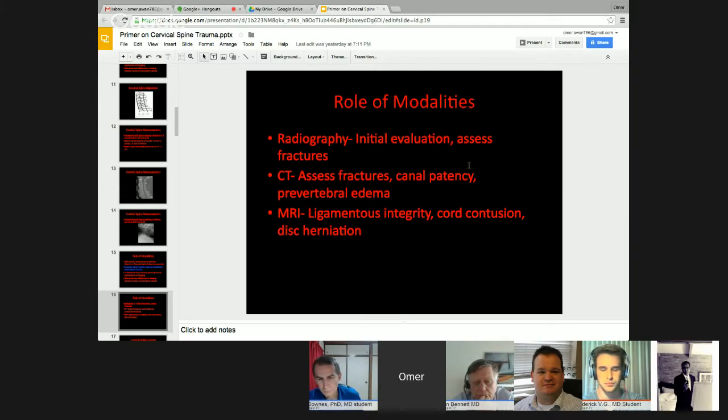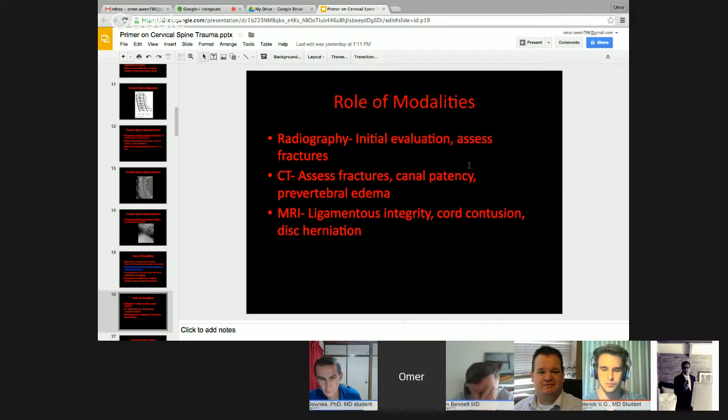CT is very good to assess for fractures. It really delineates exactly what is fractured, how many fractures there are. Sometimes we miss subtle fractures on radiography that we then see on CT. We can assess the spinal canal for patency to make sure that there's no retropulsion of fracture fragments, and prevertebral soft tissue edema is easily and readily assessed on CT.